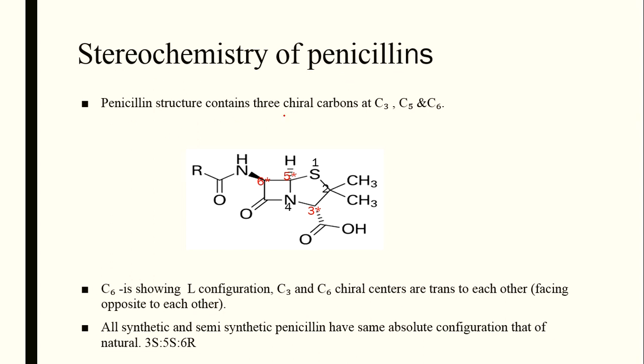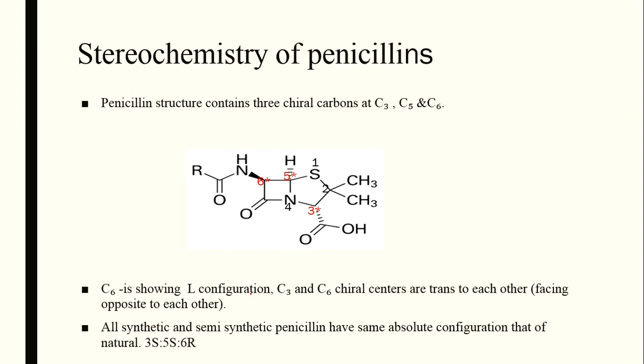The penicillin structure contains 3 chiral carbons. What is a chiral carbon? If a carbon atom has 4 different groups attached to it, as the valency of carbon is 4, attached to 4 different atoms, then that carbon is considered a chiral carbon. So there are 3 chiral carbons present in the general structure of penicillin, that are third carbon, fifth carbon and sixth carbon. The chiral carbons are designated with a star mark.